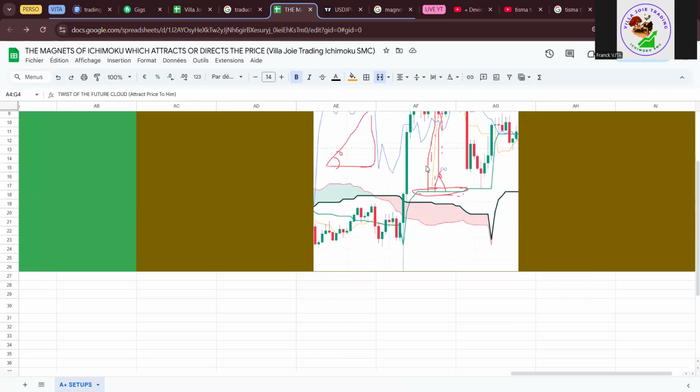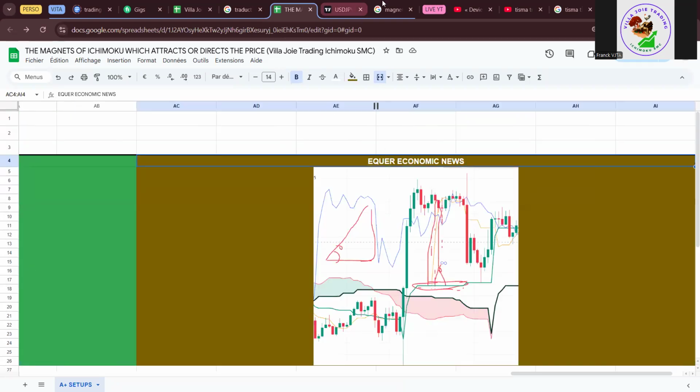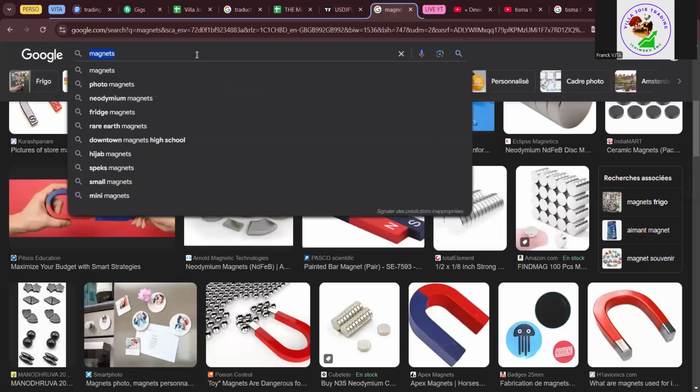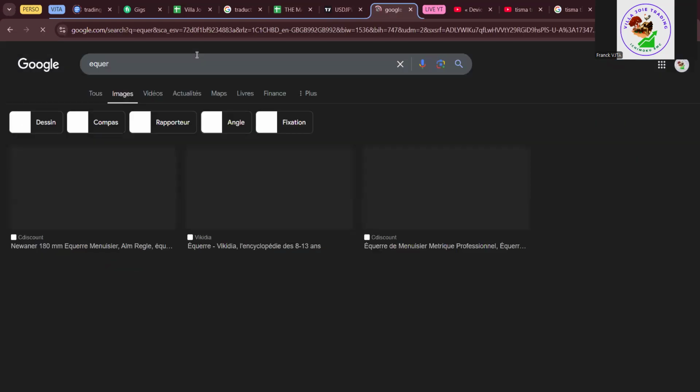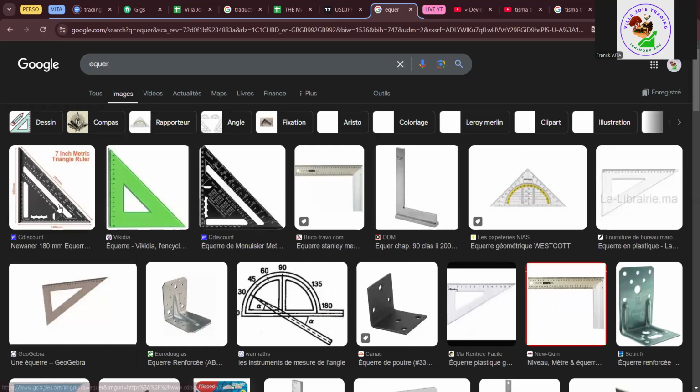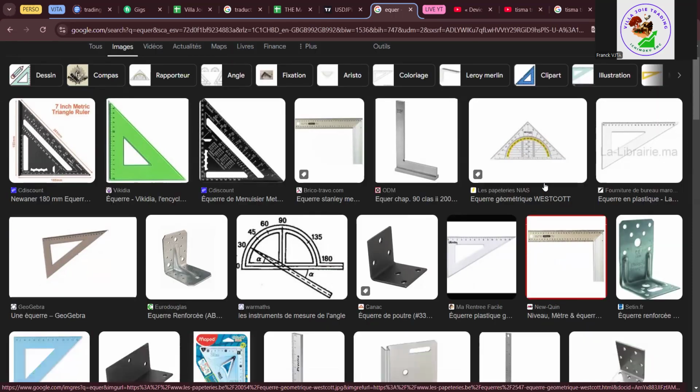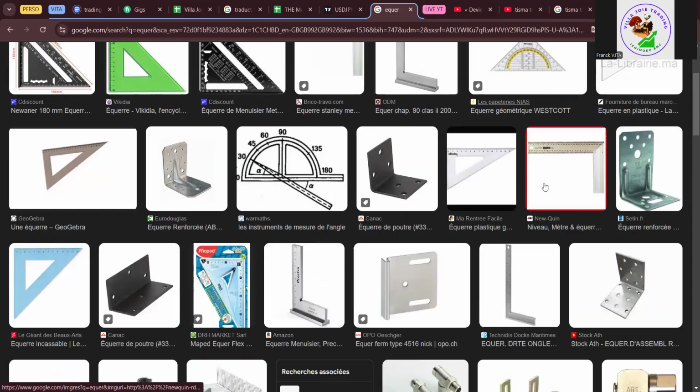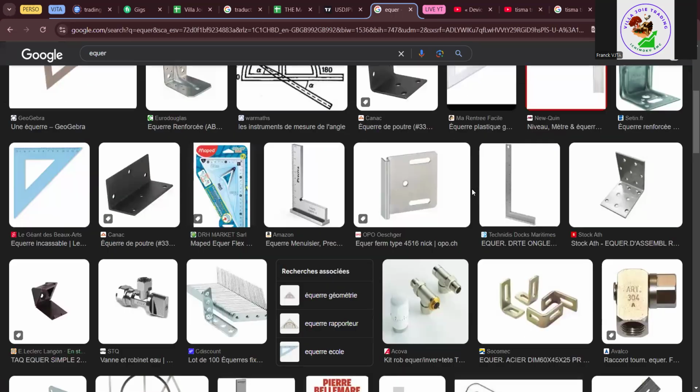The last thing will be the economic news that are called EK. What is an EK? Let us know an EK. It is a mathematical triangle tool, the mathematical triangle tool that public engineers use.